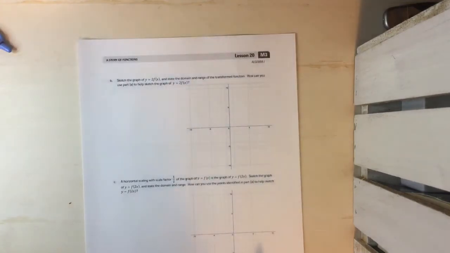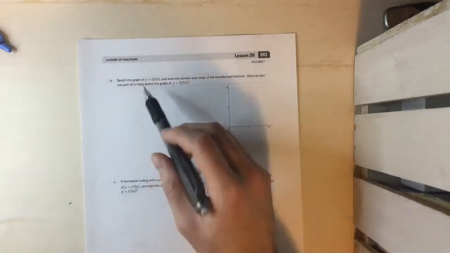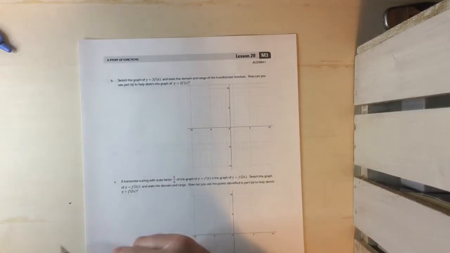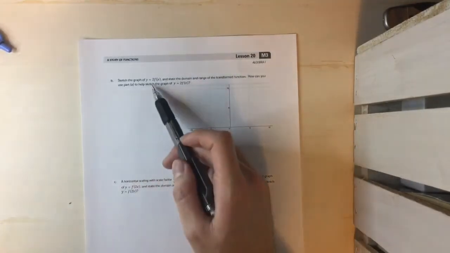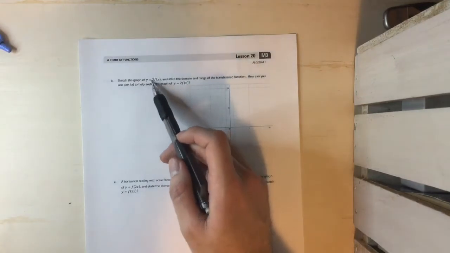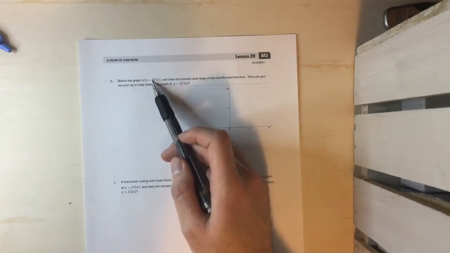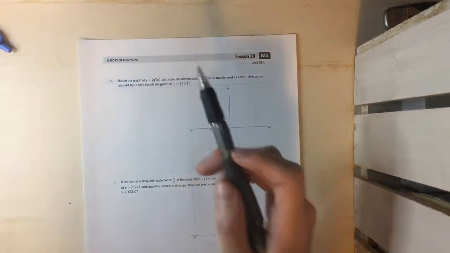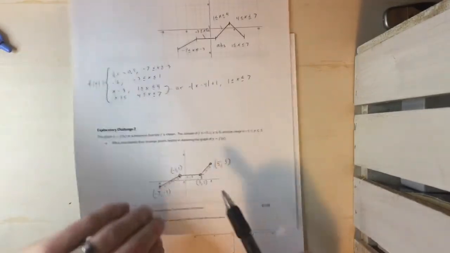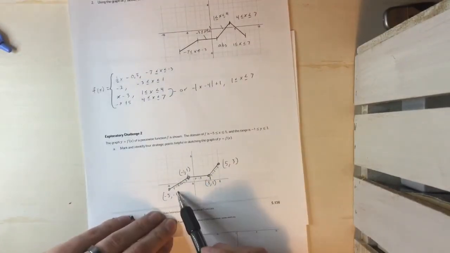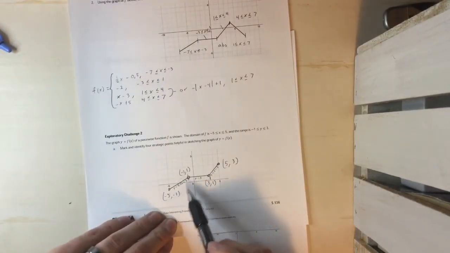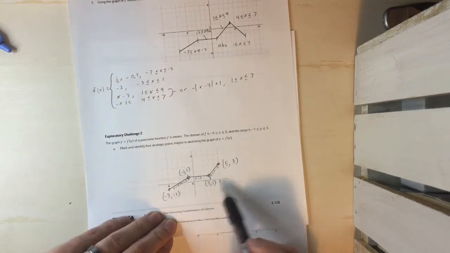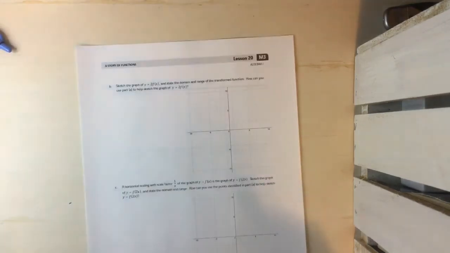So for this next one, it says sketch the graph of y equals 2 f of x and state the domain and range of the transformed function. If we are multiplying with the number outside, then what we're doing is multiplying our answer, or our y value. So when we look at these points, we're going to be changing where our y value is. It's effectively like multiplying all of those by 2.